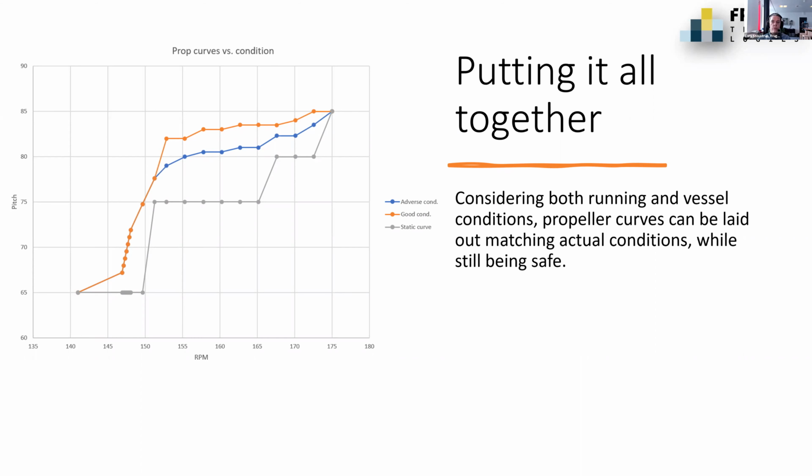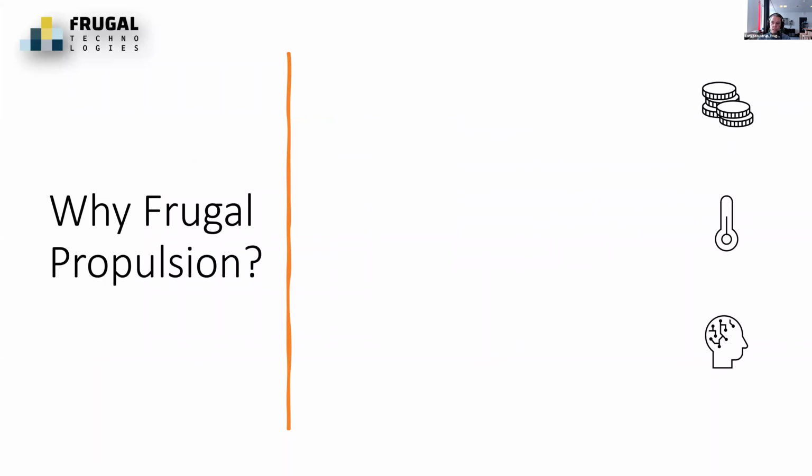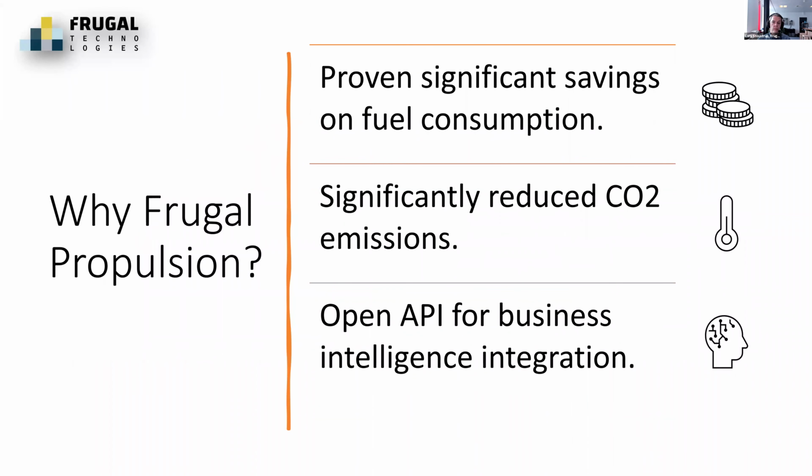Well, what are we doing about that then? How do you put all this together? That is what Frugal Propulsion is all about, because we do the exact combination of these things. We generate the propeller curves that take into account vessel draft and the engine conditions, and a few other parameters that we won't have time to talk about today, like trim and dynamic trim. Subject for a different talk, maybe.